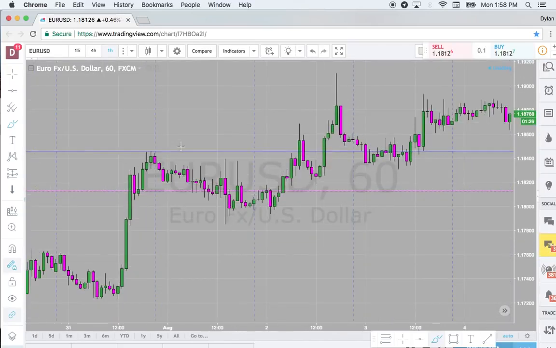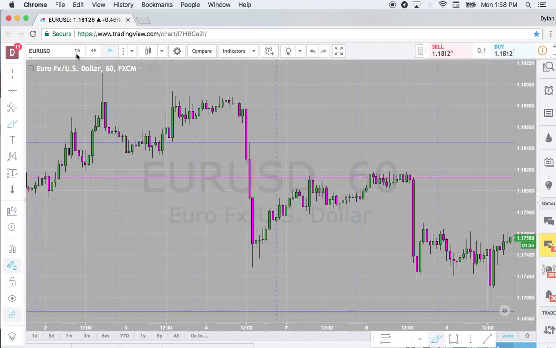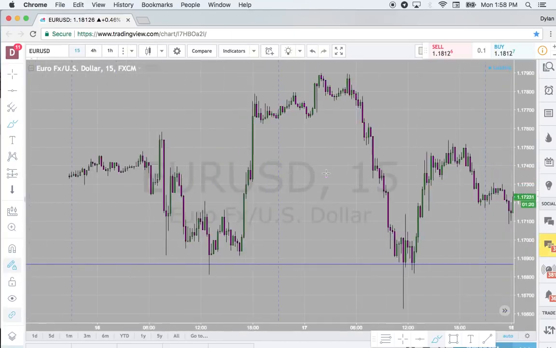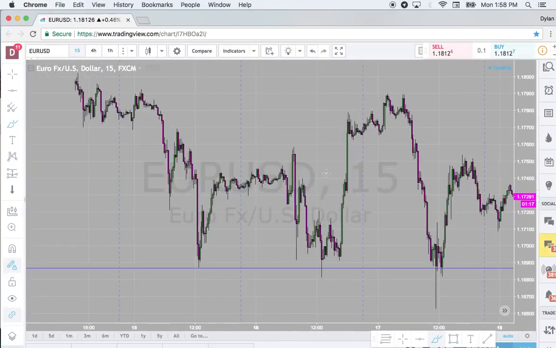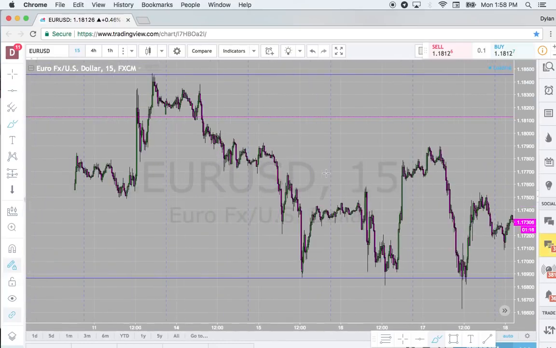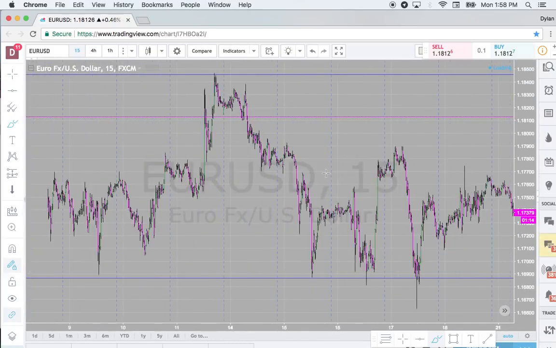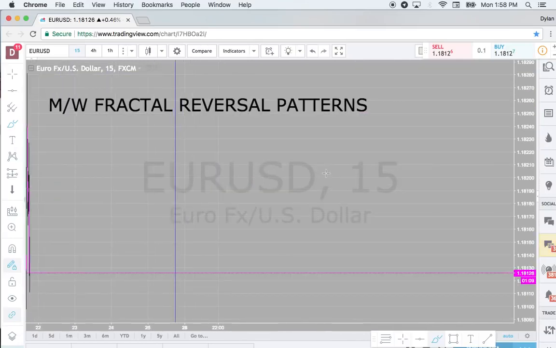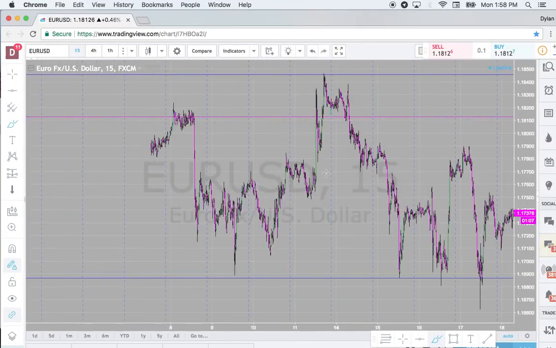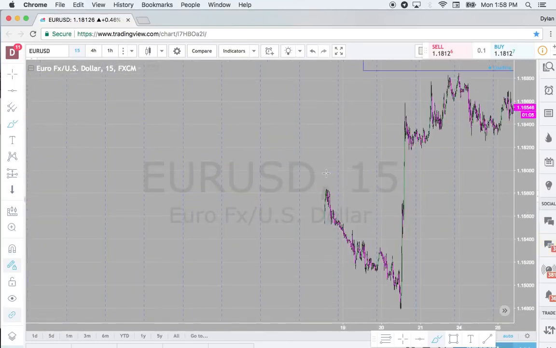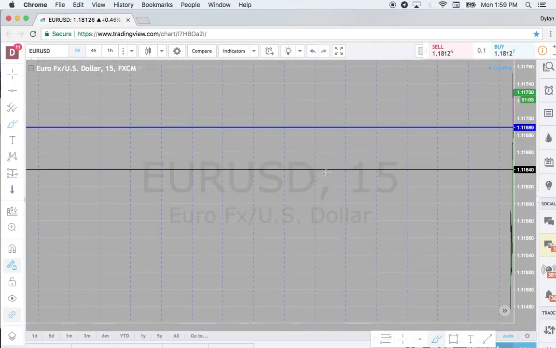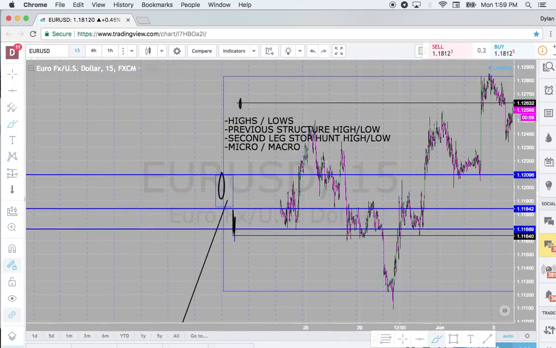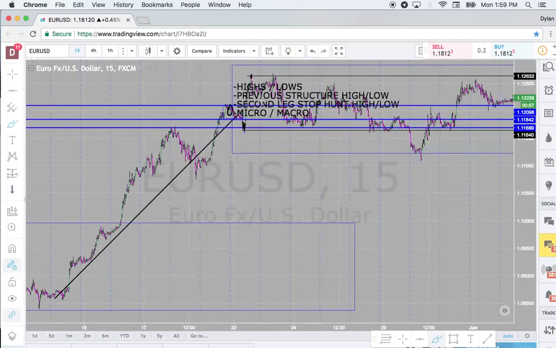whoops, I lost my chart now. I lost where I was. Alright, let's go back. Whew. Alright, you can see that seven green bars on the 15-minute chart.